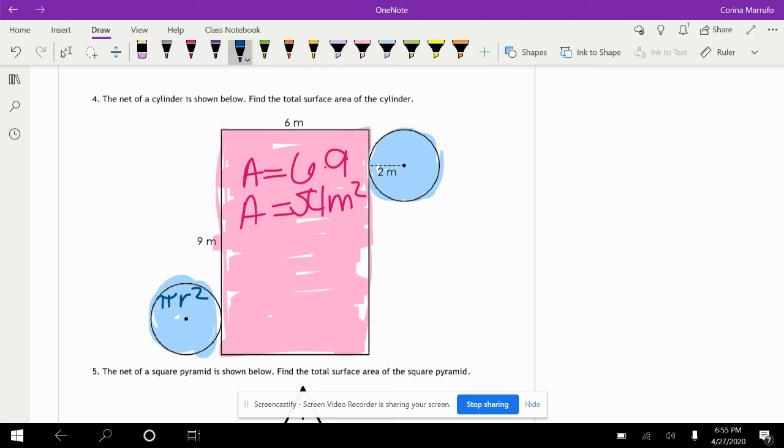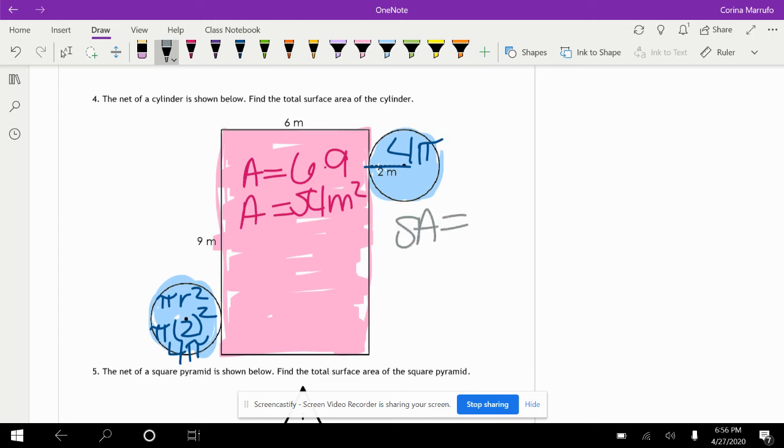For the area of a circle, our formula is going to be pi r squared. And we know that our radius is going to be 2, because this one will be here. So it'll be pi 2 squared. I'm going to leave this in terms of pi just for right now, so it could be less messy. So 2 squared gives you 4. That means that the area here is going to be 4 pi. So each circle is 4 pi. So now we're ready to find our total surface area.